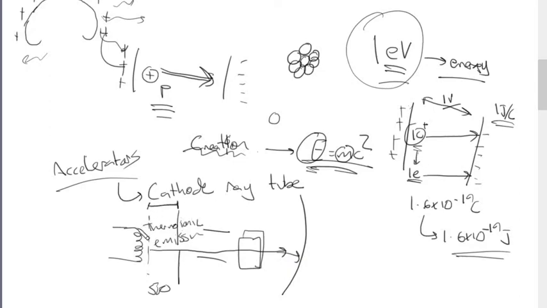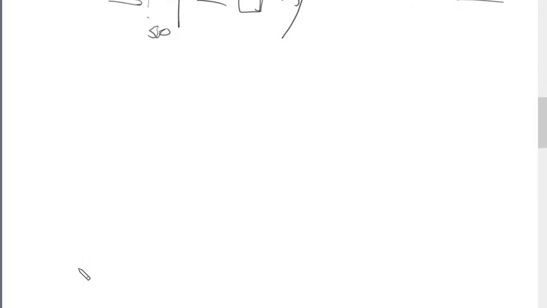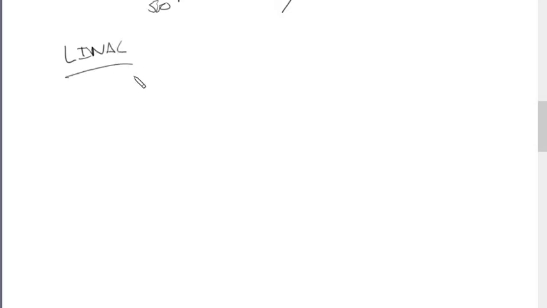Alright? So this would be what we call a linear accelerator because it accelerates along one straight line. Linear accelerators also have another name. We can, in short, call them LINACs. LINAC, and as the name says, linear accelerator.